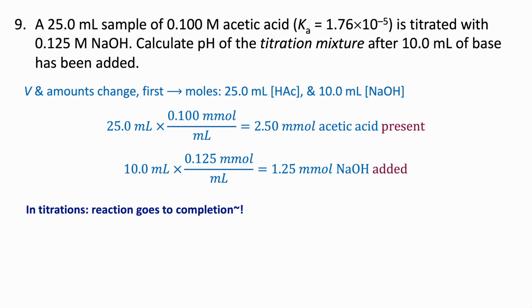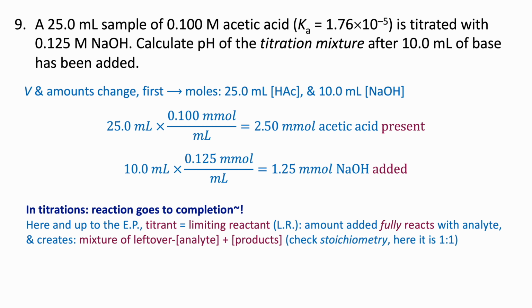What does that mean? Since the reaction goes to completion, the limiting reactant is the one that gets completely used up. It forces some of my sample to react, but I have some left over, so my mixture is going to be now whatever analyte didn't react, plus the product. In this case, if it's a weak acid, my product is going to be a conjugate base. The stoichiometry here is 1 to 1, but don't forget to check stoichiometry.